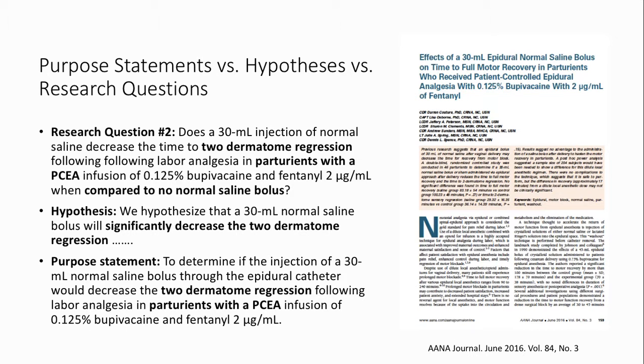Another example, in this particular study, we had a primary research question, or a primary aim. Our primary research question was the time to full motor block recovery, and that's what we based our power analysis and sample size calculations on, which we'll talk about in later lectures. Our secondary one was looking at time to 2 dermatome regression, which is when the students did their literature review, they identified that as an important outcome variable that many of the studies looked at. And you can read through here the different ways we went through the research question, developing our hypothesis and our purpose statement, looking at that particular outcome.